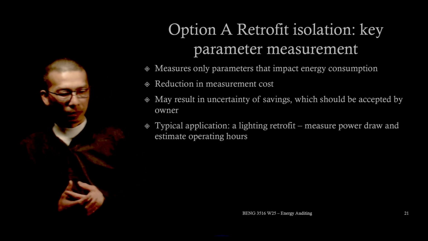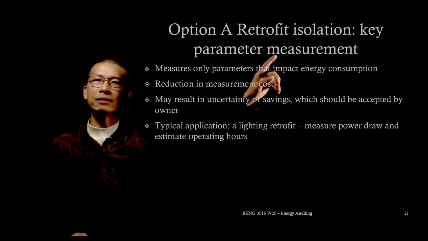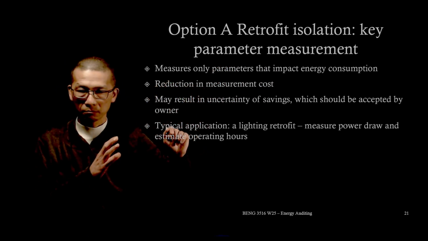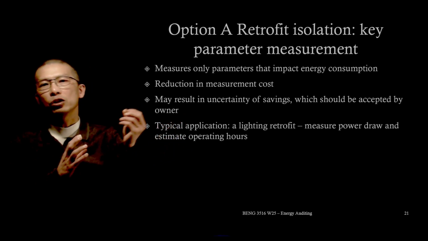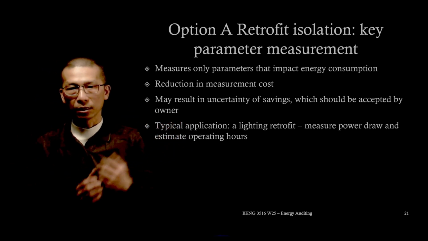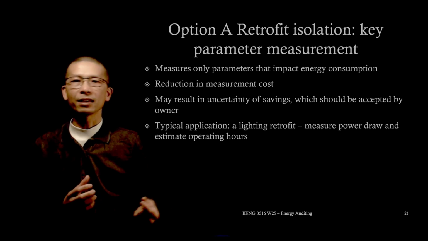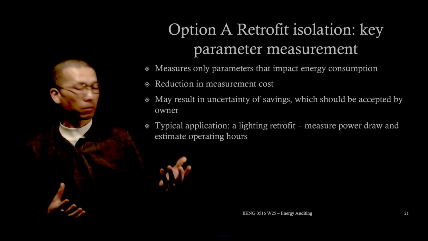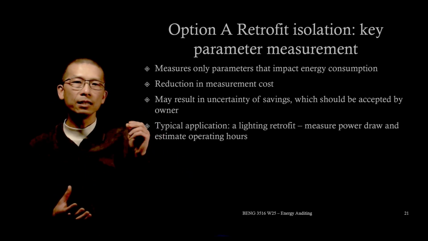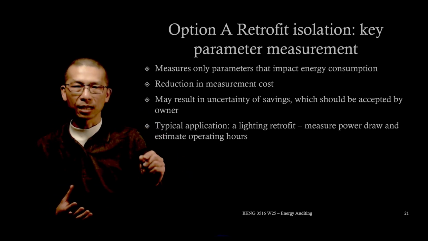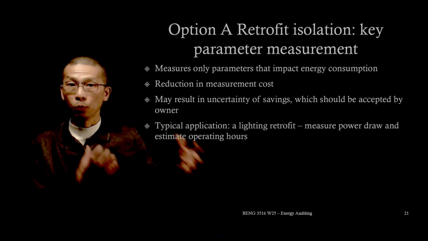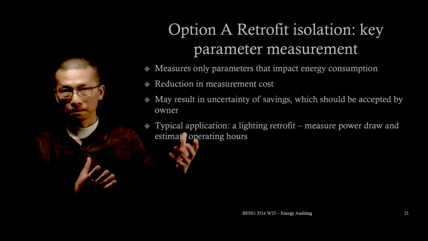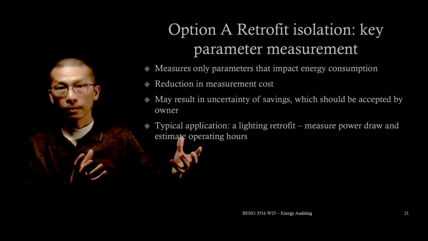Option A, retrofit isolation, key parameter measurement. So what does that mean? It measures only the key performance parameters that drive energy use, while making reasonable estimates for other factors. How does it work? Well, it directly measures certain critical variables such as the power use of a motor. We will be doing that in the lab later on, measuring the power use of a motor as well.